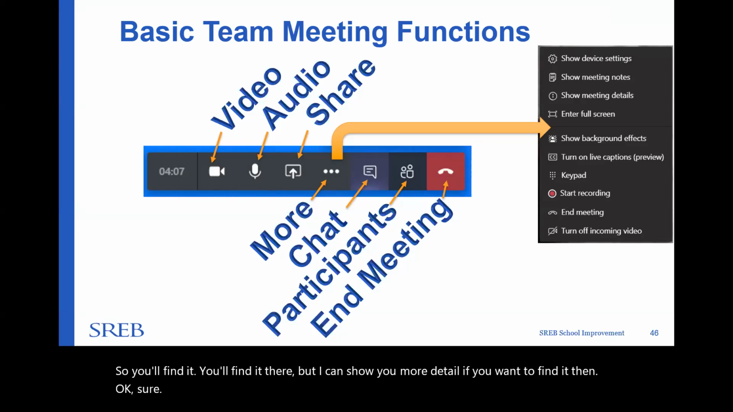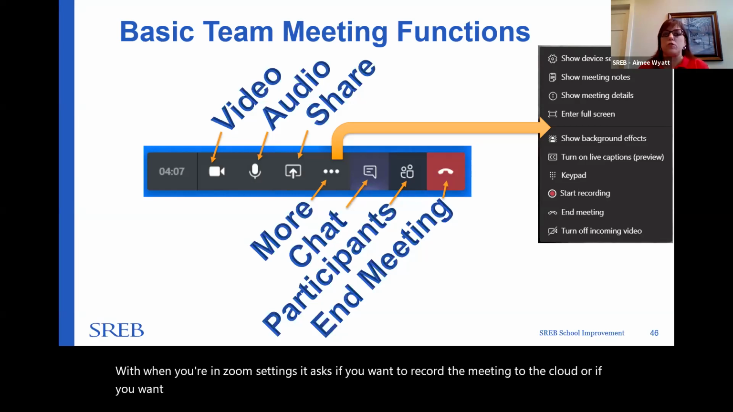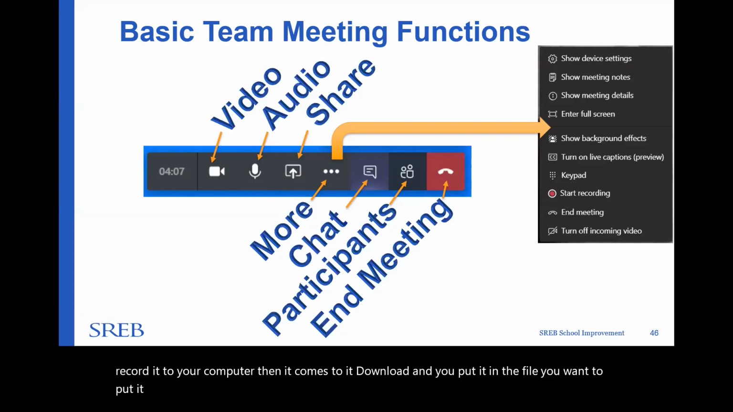Okay. Is that the same way with the recording? Does it save in the same way if you record the meeting? When you're in Zoom settings, it asks you if you want to record the meeting to the cloud or if you want to record the meeting to your computer. So you have to decide that. And yes, if you record it to your computer, then it comes as a download and you put it in the file you want to put it in. Okay, thank you. Sure. Great questions.